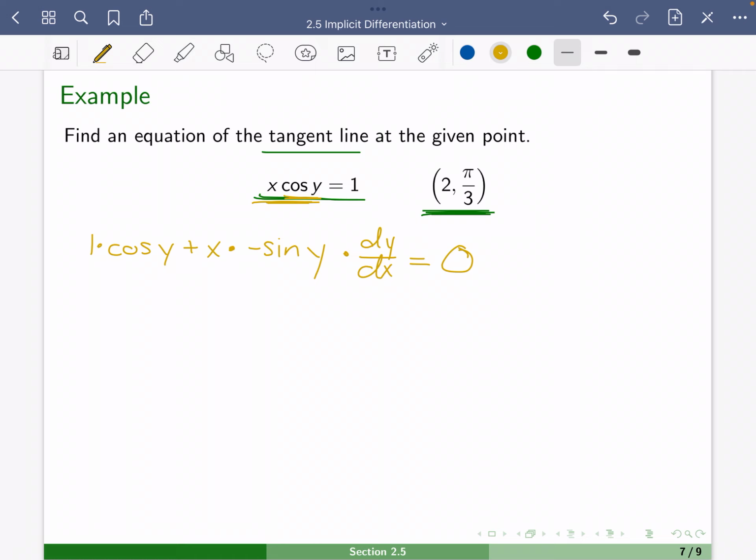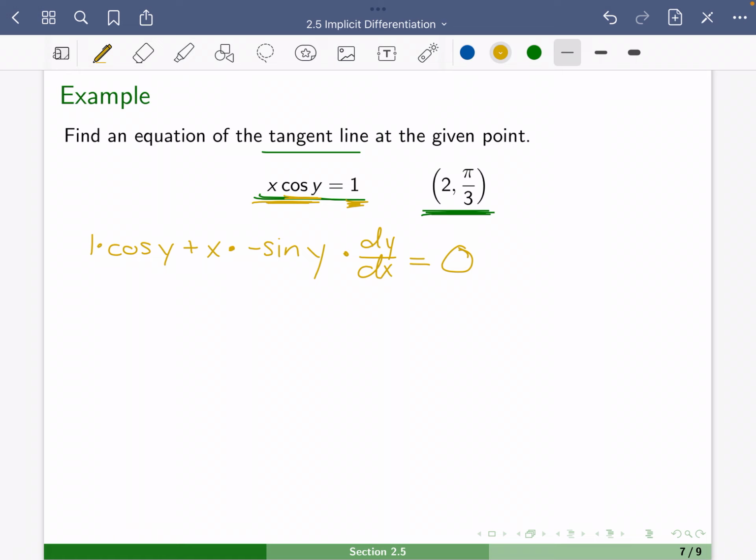That's one of the more common mistakes. People forget to take derivatives of the right-hand side, in particular when it's a constant. When it has variable stuff, they tend to remember it better, but when it's a constant, that gets overlooked quite frequently.